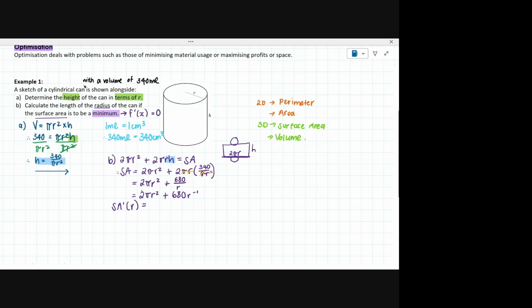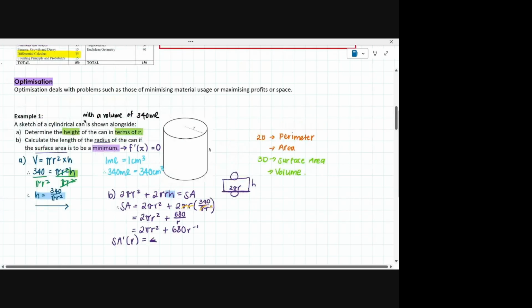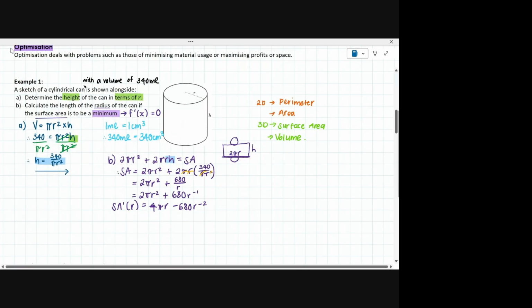Take your exponent, multiply by the coefficient. So 4 pi r, subtract 1 from your exponent, minus 680 r to the negative 2. So that is my derivative expression. Minimum, so where your derivative is equal to 0.